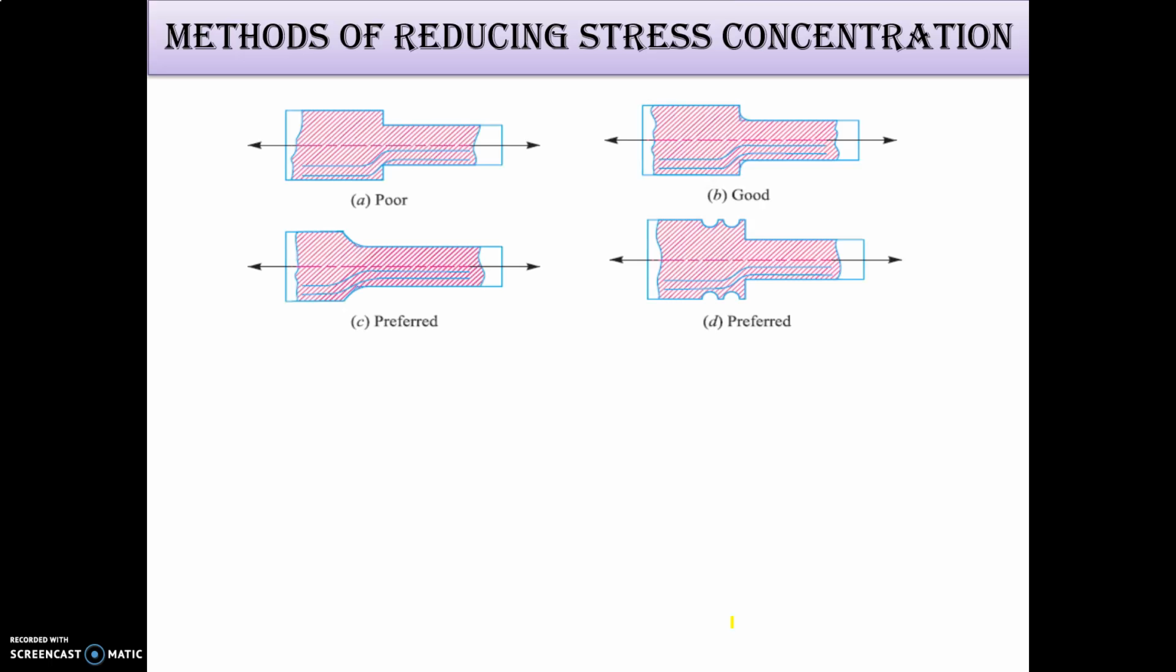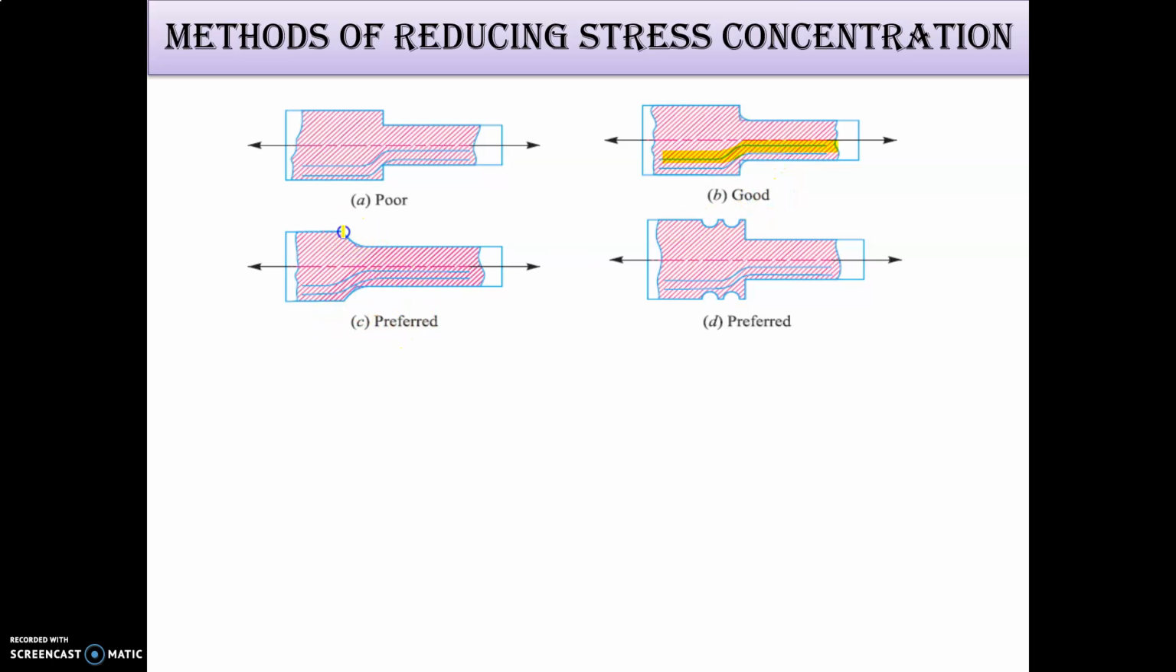Now methods of reducing this stress concentration. We have seen the causes, now we are going to see the remedies for it. Now just see here, this is a variable cross section shaft. It has a poor design because here a 90 degree angle is made. If a fillet is inserted here, see here, the flow lines get changed. This blue line is showing the flow lines. The flow lines get changed, so it is a good one.